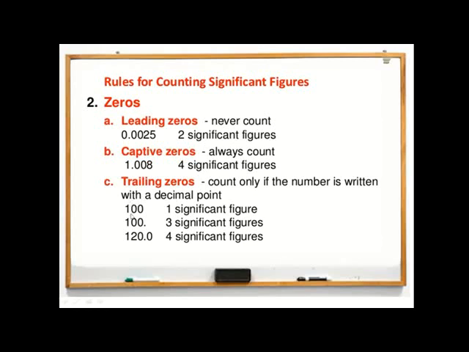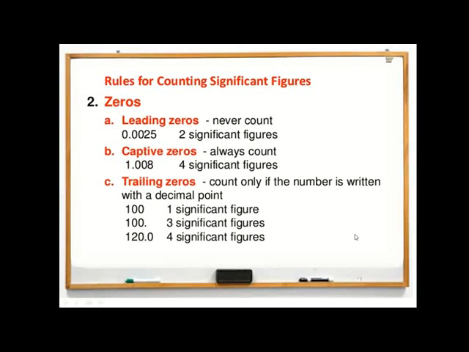Then next, C. This number is given as 100 without a decimal point. Therefore, these trailing zeros without a decimal point are not significant. Therefore, the significant figures of 100 is 1. But if I put a decimal point after 100, then these trailing zeros count. Now take 120.0. There is a 0 after the decimal point and a 0 before it. Therefore, they are countable. Total, it has 4 significant figures.